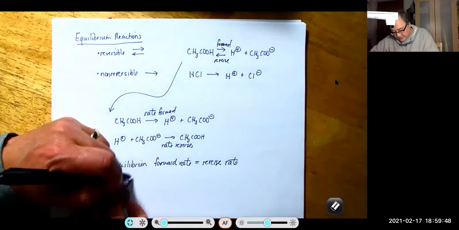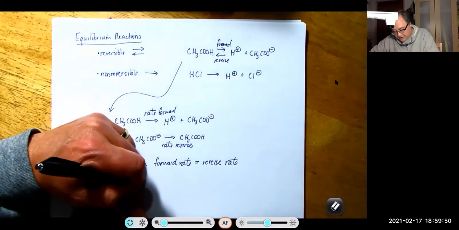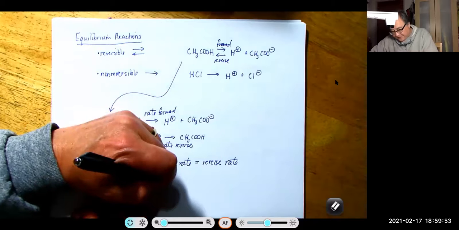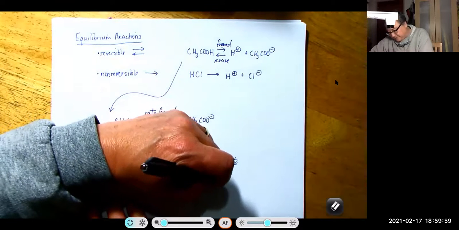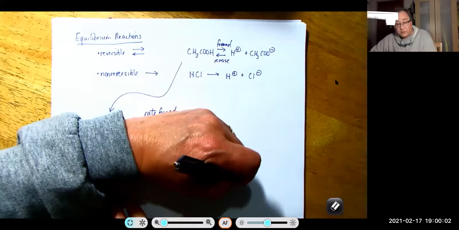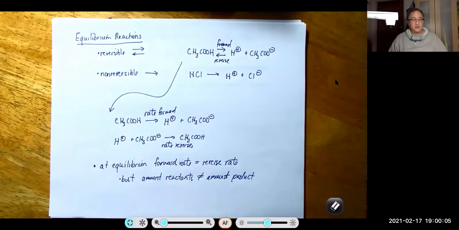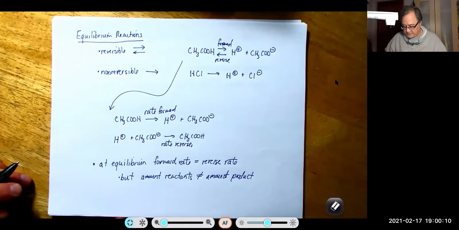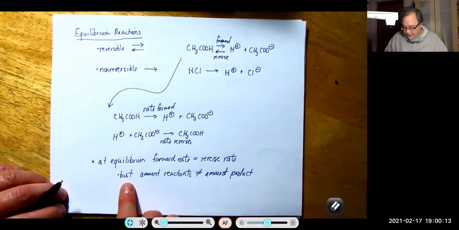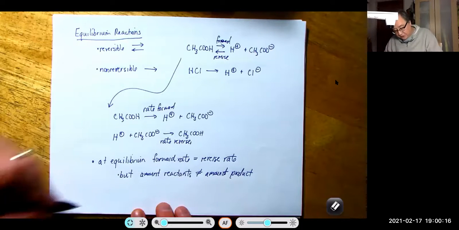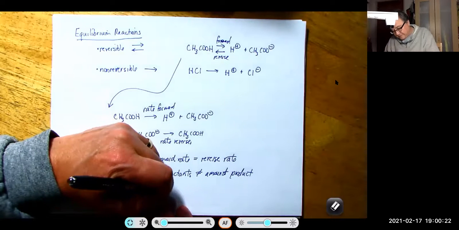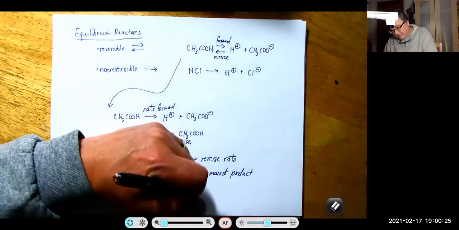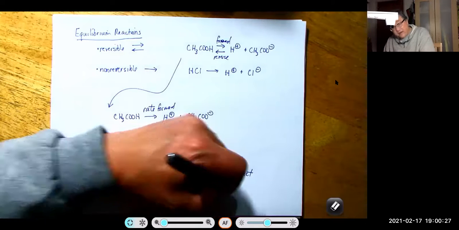But the amount of reactants is not going to equal the amount of products. It could, but it's really rare. So when we talk about equilibrium, it's the forward rate equals the reverse rate. The amount of reactants does not equal the amount of products, but also the amount of reactants stays the same and the amount of product stays the same.